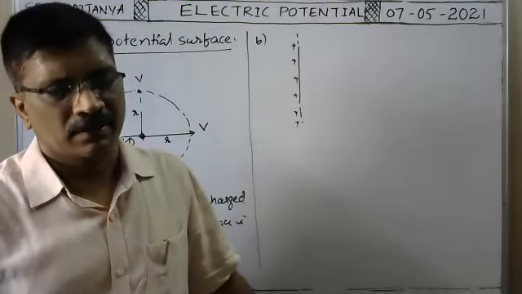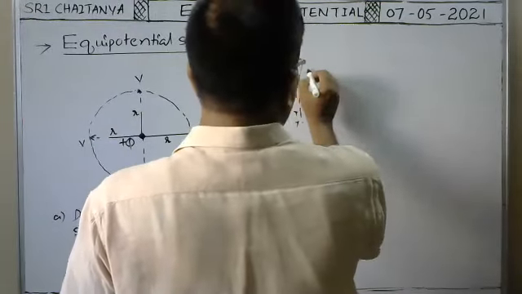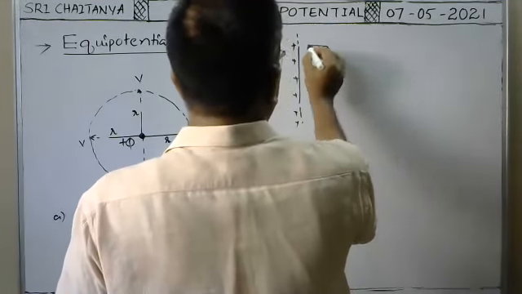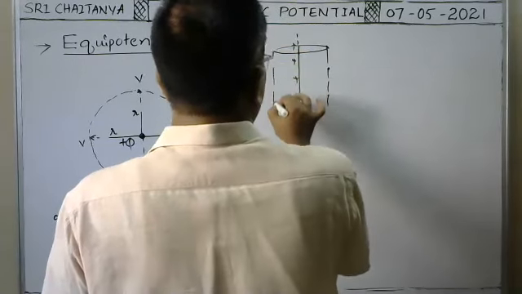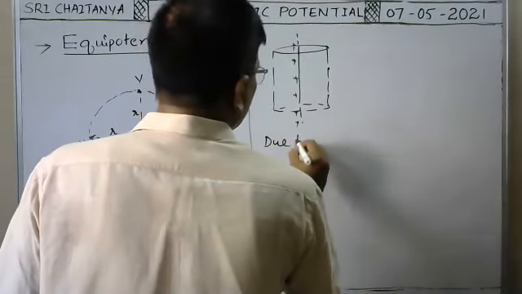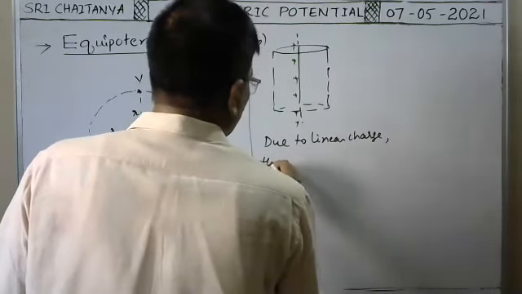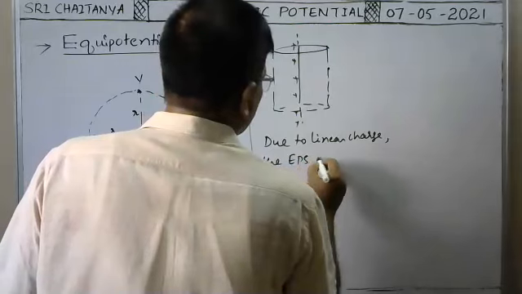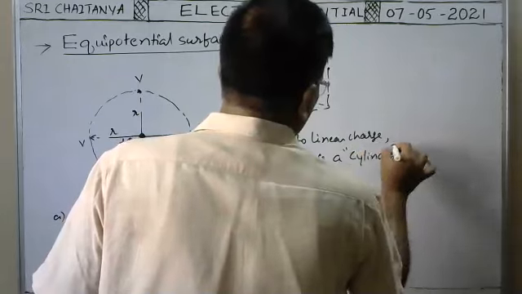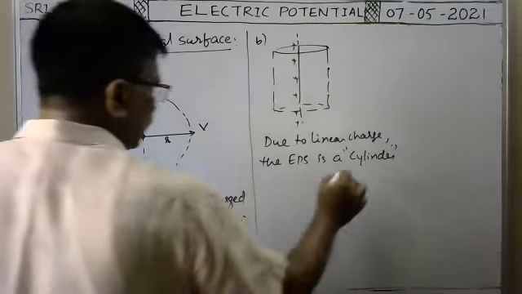A cylinder. Very good. So here, from this charge at a perpendicular distance r, whatever the potential, here also the potential is V only, like this. That's why if you take the locus of all the points, then the nature of the surface is a cylinder. So due to a linear charge, the equipotential surface, EPS, is a cylinder. Here it is the sphere. Here it is the cylinder.